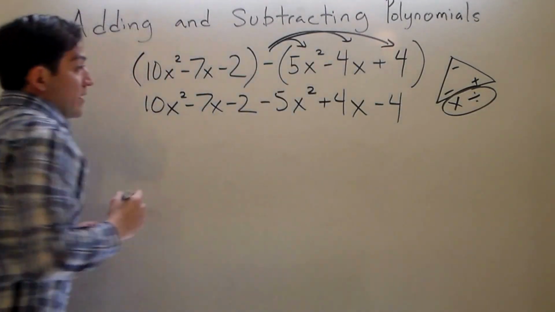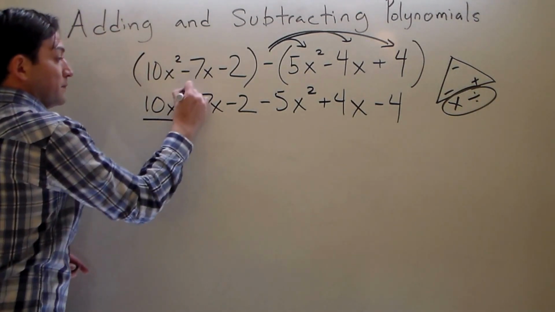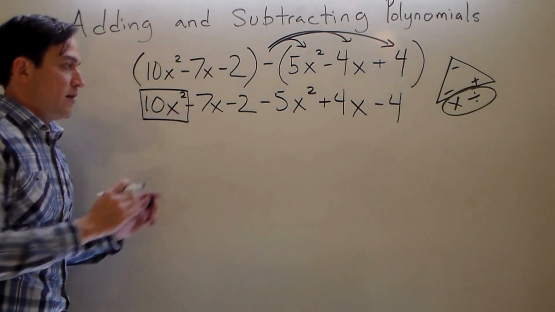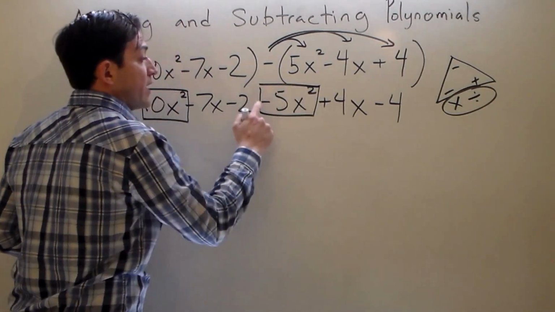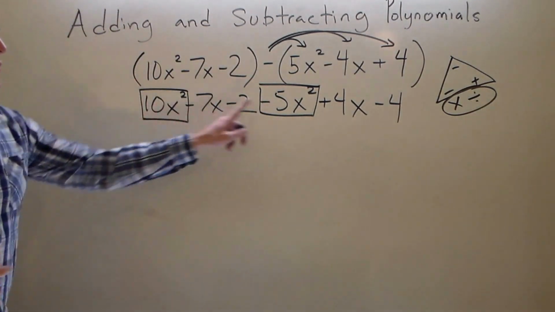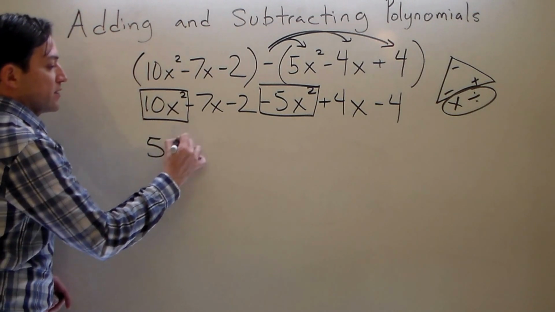Okay, so let's go ahead and combine our like terms. So what we have here, we'll start with this first term. So I have 10x squared. Do I have any other x squareds? I do. There's one right here. I need to make sure that I have the sign here, so it's going to be 10 minus 5. So that's going to be 5x squared.